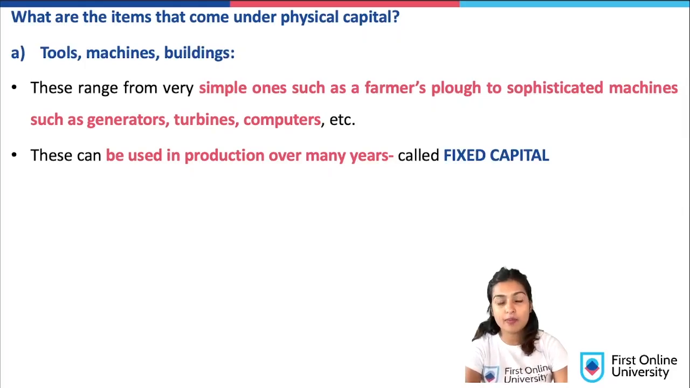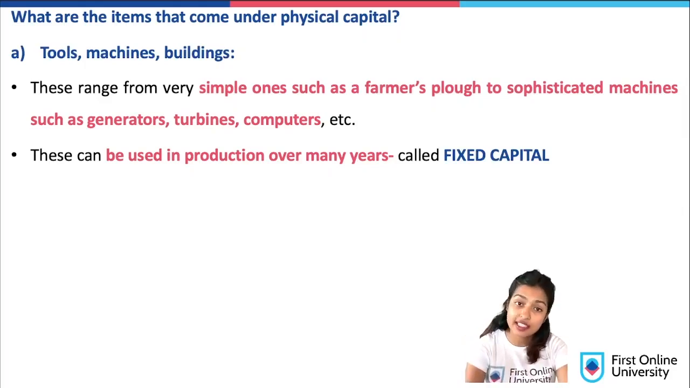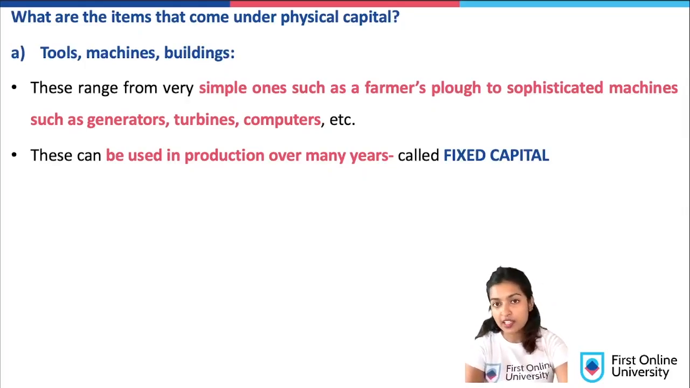So these can be used for the same kind of production for many years. You cannot use one turbine for producing electricity once and discard it. You have to keep using it over and over again for many years. Let's take the example of computers as well. Do you use your computer and throw it away after one day of usage? No, right? You use it again and again, so that it improves your knowledge and you learn a lot of things. So when you use certain things over the years, it is called fixed capital.